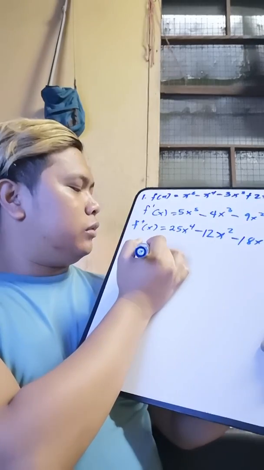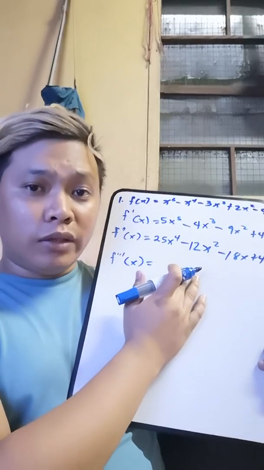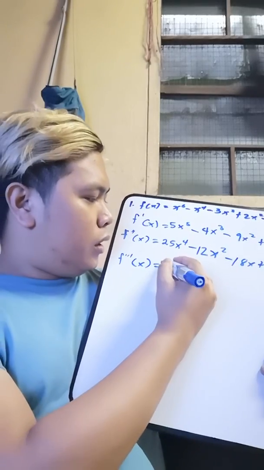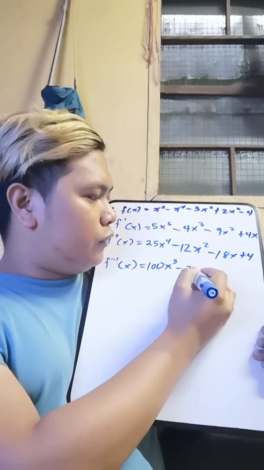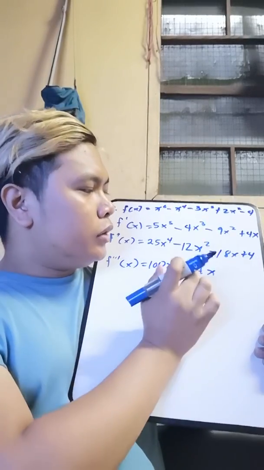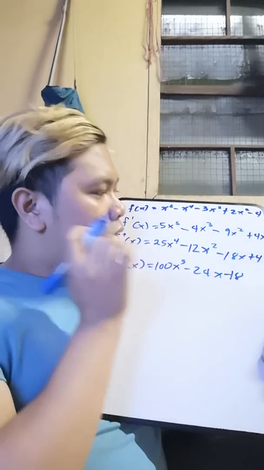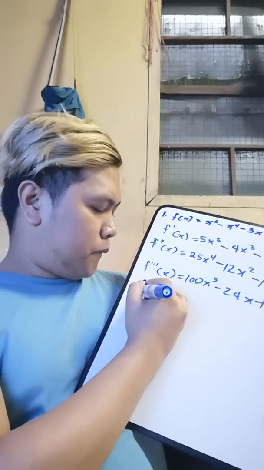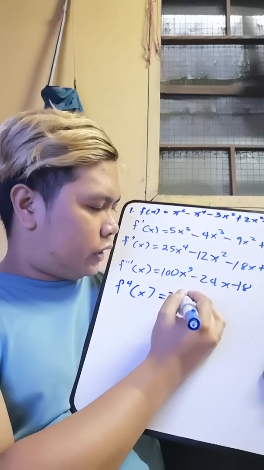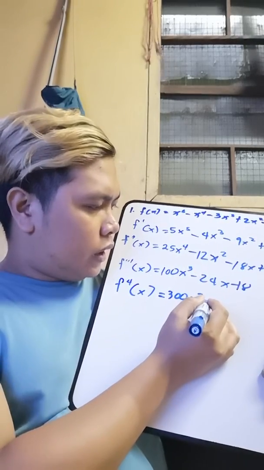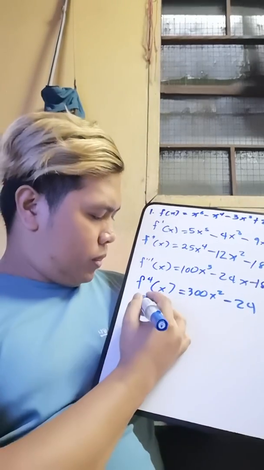Gawin na natin yung third derivative. Mukhang sinisipag naman tayo. So, ang derivative ng 25x to the 4th ay 100x cubed minus 24x. Derivative nito minus 18. Yung derivative ng 4 ay 0 na. Continue natin. The fourth derivative of this would be 300x squared minus 24. And then the derivative of 8 is 0.